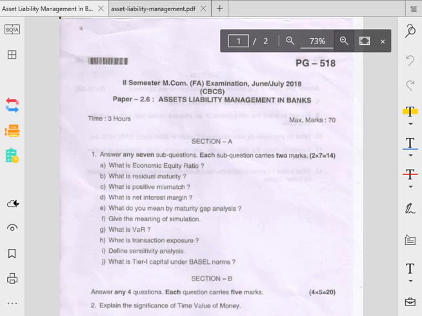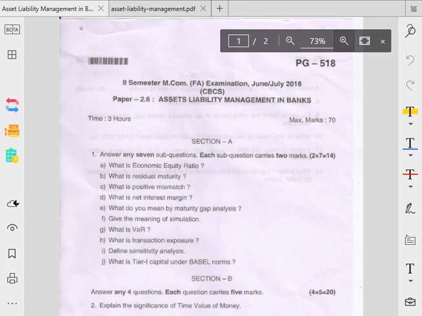The first one is economic equity ratio. So what is economic equity ratio? The equity ratio, which means the investment leverage or a solvency ratio, okay? This measures the amount of assets that are financed by the owners, by comparing the total equity in the company to the total assets. Equity means what the investors invested.